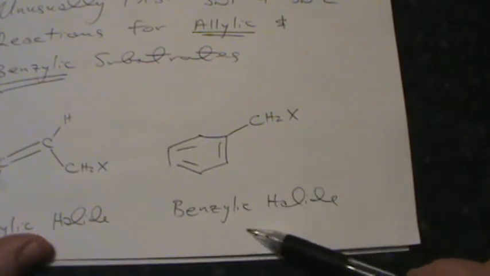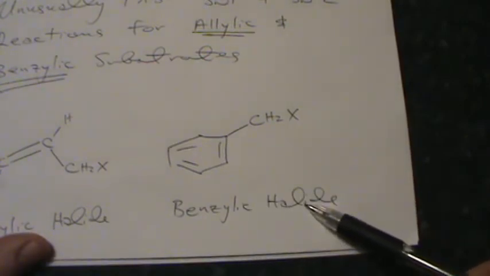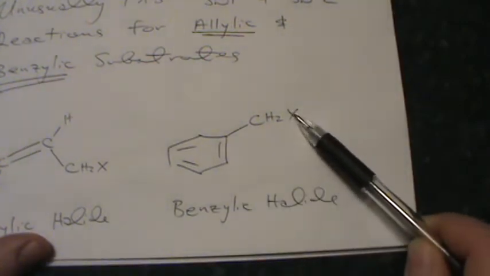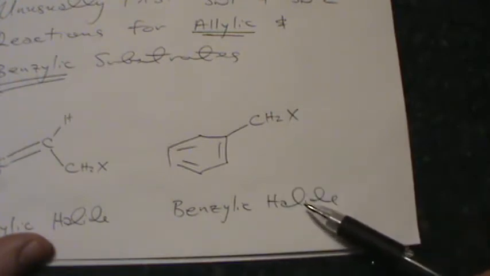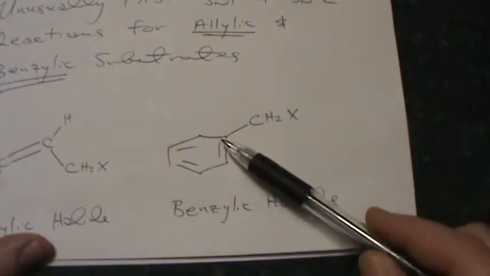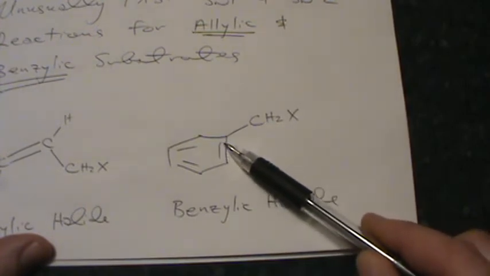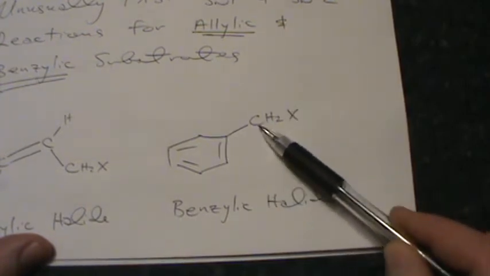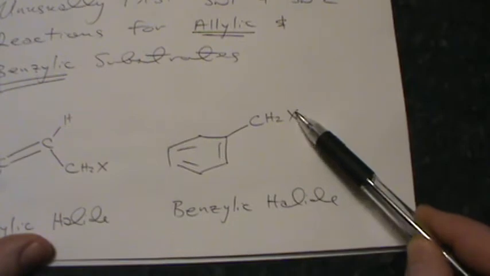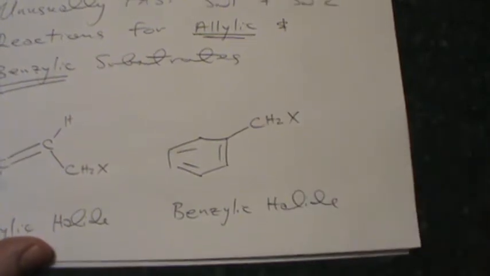Over here, this is a benzylic system, and since it's a halide, we'll call it a benzylic halide because we have a benzene ring and an sp3 hybridized carbon attached directly to it, and the halogen is on the benzylic carbon. That's the benzylic carbon right there, the sp3 carbon attached to the benzene ring. The halogen is on it, so it's a benzylic halide.